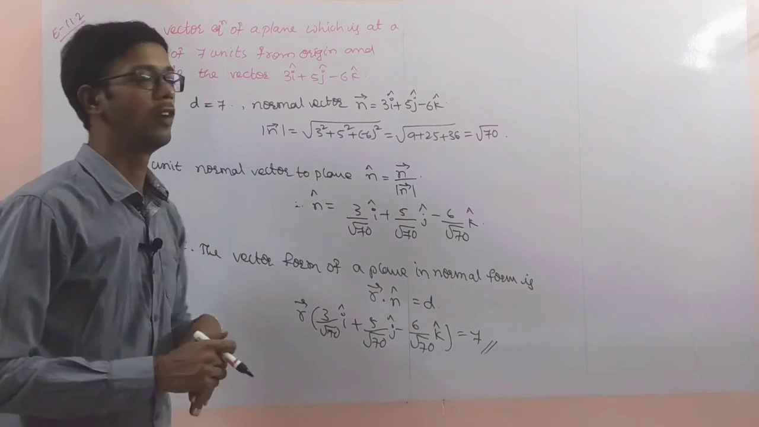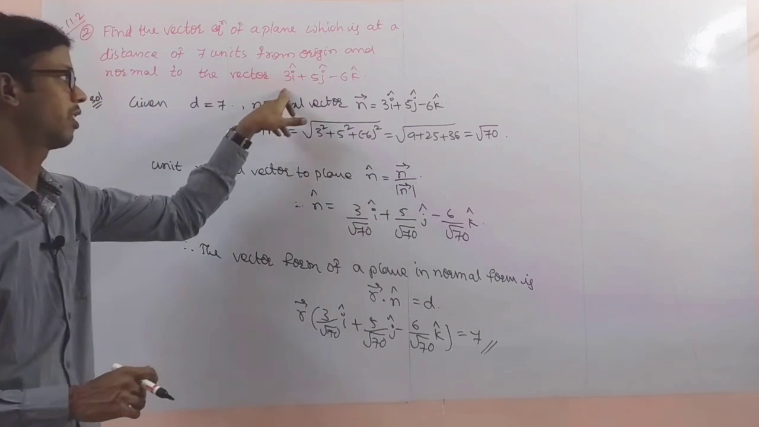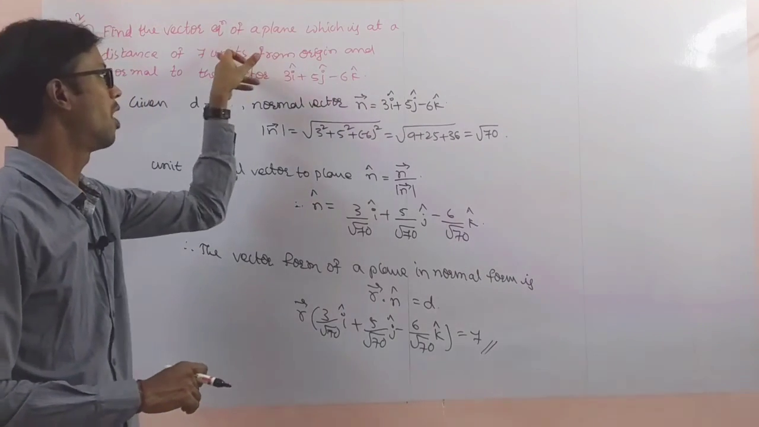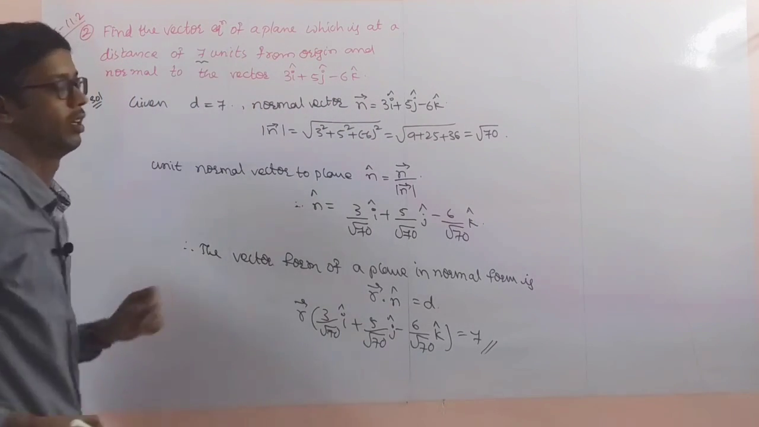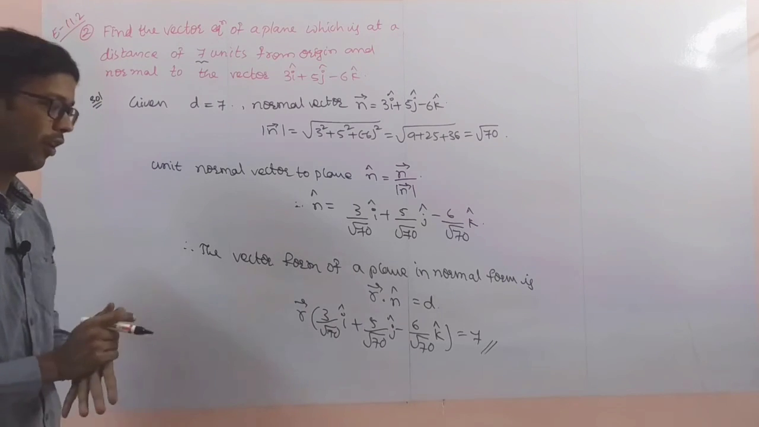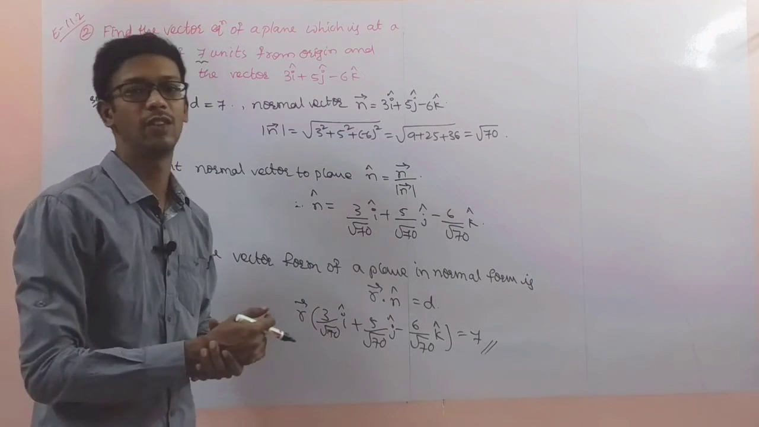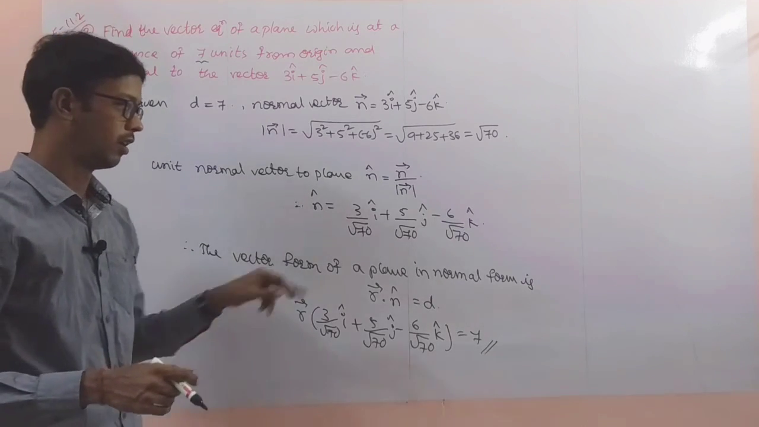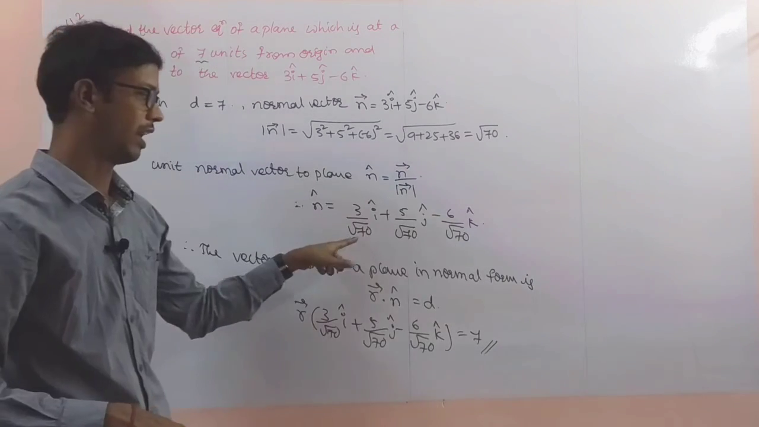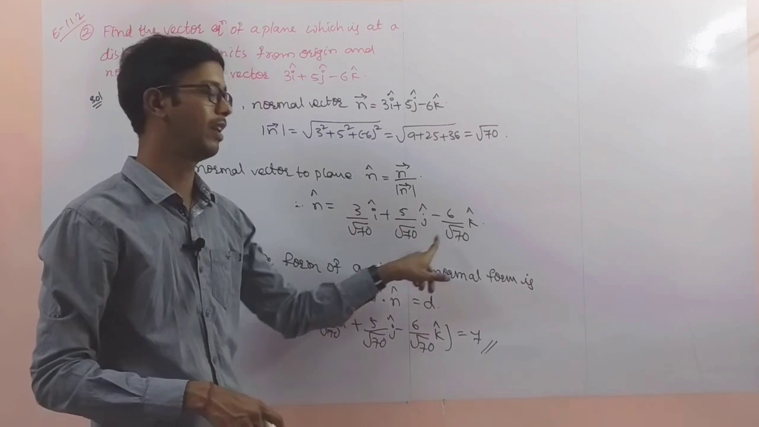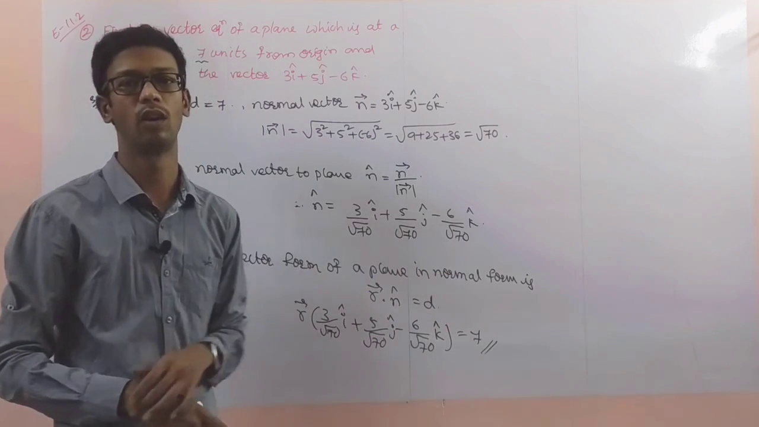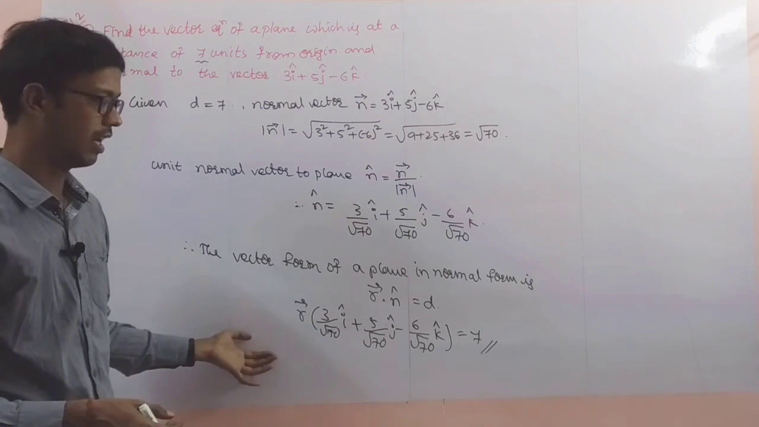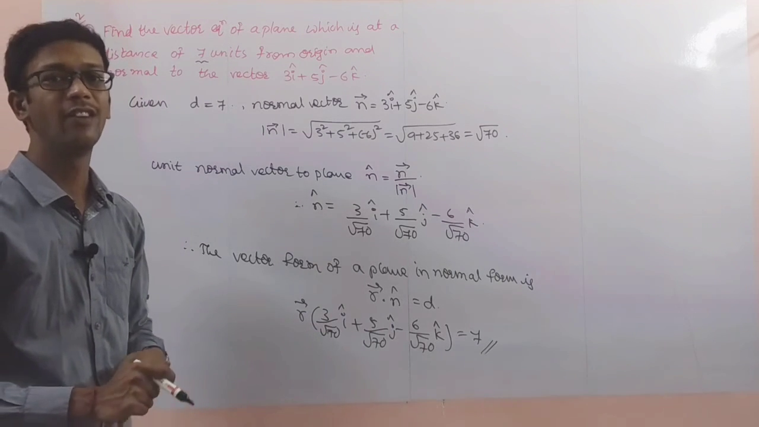Normal to the vector 3 i cap plus 5 j cap minus 6 k cap with the distance from origin is 7 units. If they are asking Cartesian form also, then we make l, m, n: lx plus my plus nz equal to 7. So that is a way of finding the plane equation in vector form.